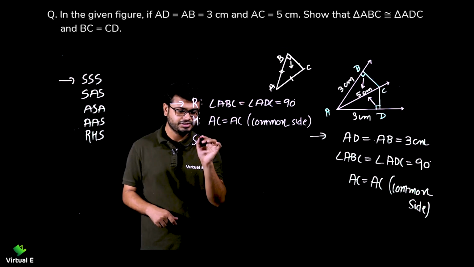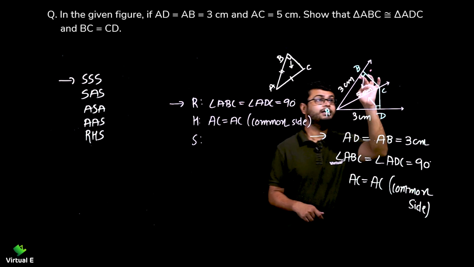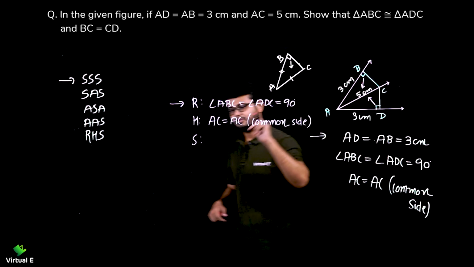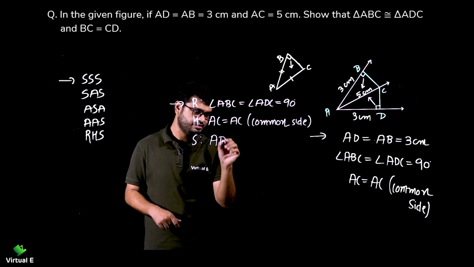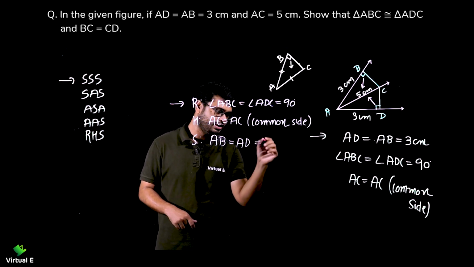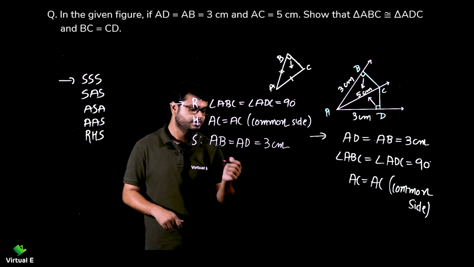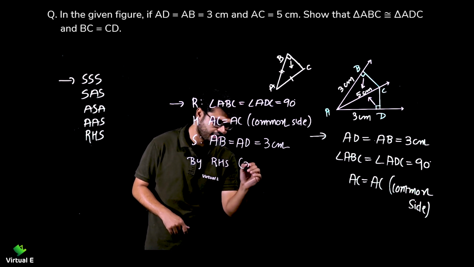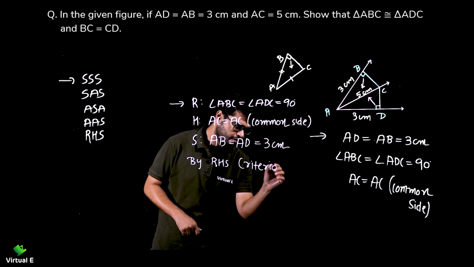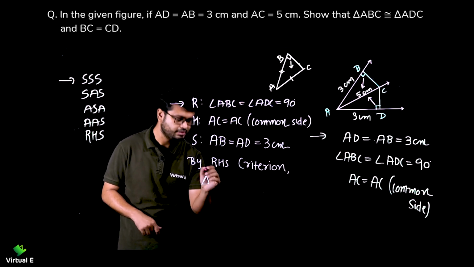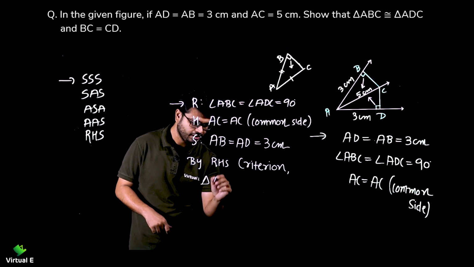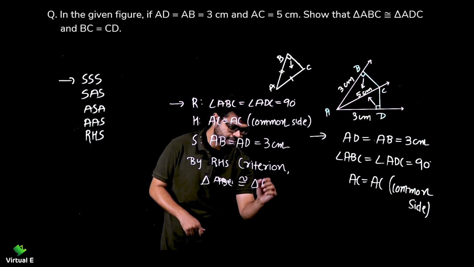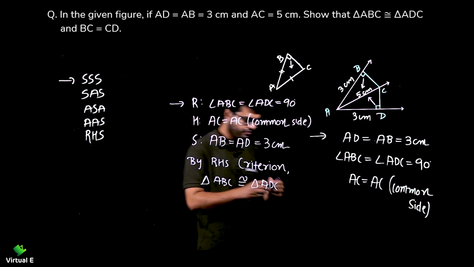Then let's write about this side. So which side is there? Now this angle is done, this hypotenuse is done. Now whatever is left is your side. So AB is equal to AD. Let's write here that AB is equal to AD is equal to 3 centimeter. So we can write by RHS criterion triangle, right? Which are the two triangles? ABC congruent to triangle ADC. Done.